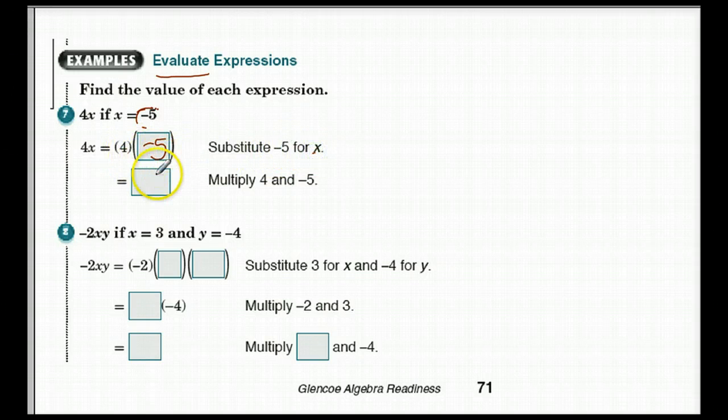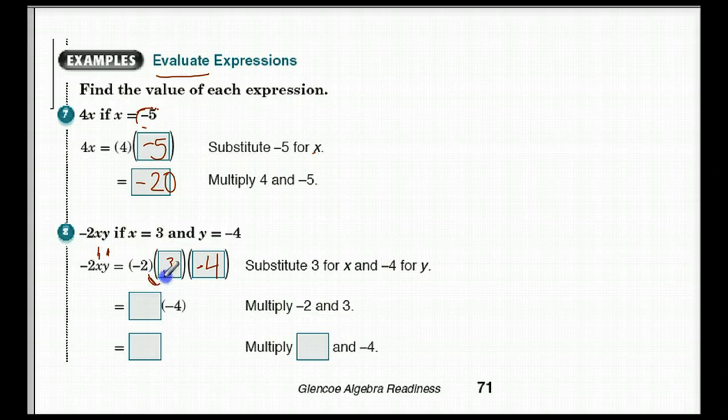Now we're going to multiply. 4 times negative 5, well since it's different signs we know it's negative. 4 times 5 is 20. Now we have two variables that they want us to substitute. So solve negative 2xy if x equals 3 and y equals negative 4. So let's put in 3 here. Oh, excuse me, negative 4 here. So substitute 3 for x and negative 4 for y.